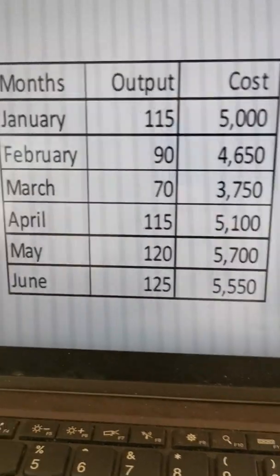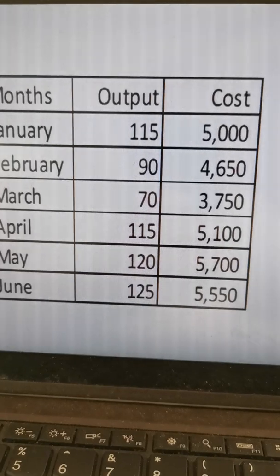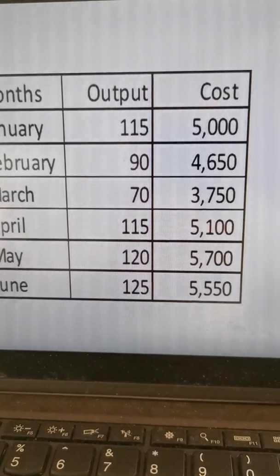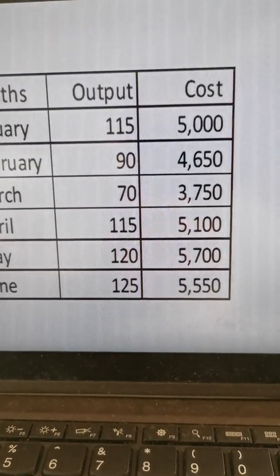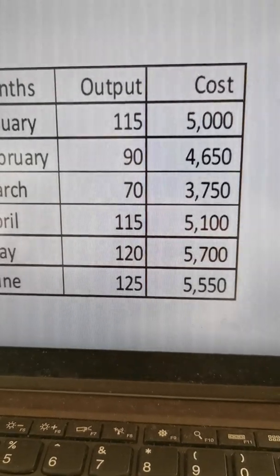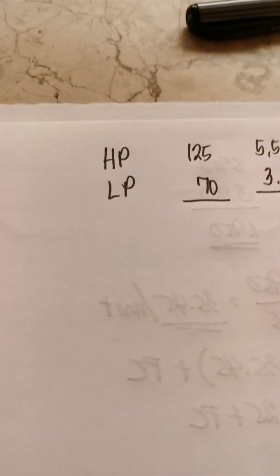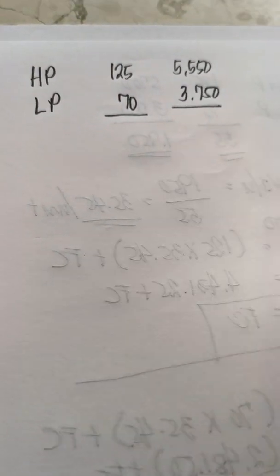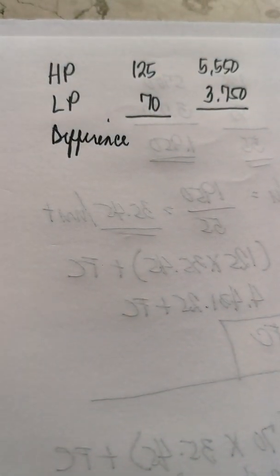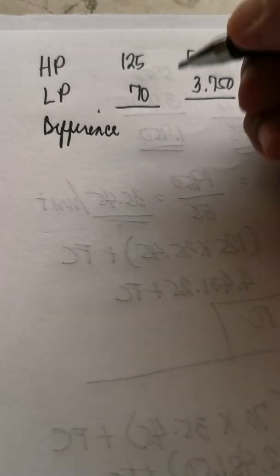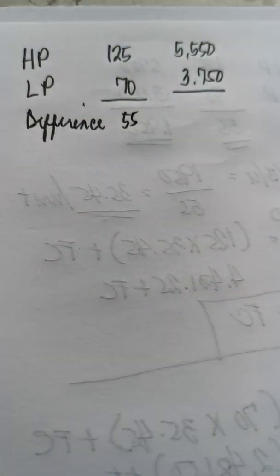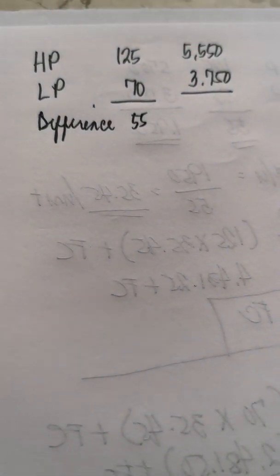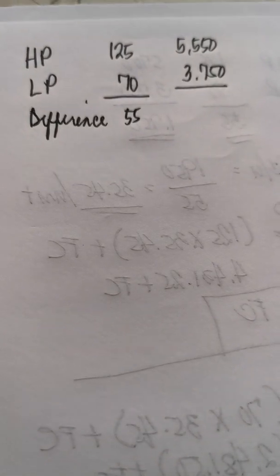You are after the output, okay? And then the lowest is 70, and the cost there is 3,750. So we get the difference. Here are the highest and the lowest points, so you get the difference. That's 125 minus 70, which is 55. And in terms of amount, that's 5,550 less 3,750.